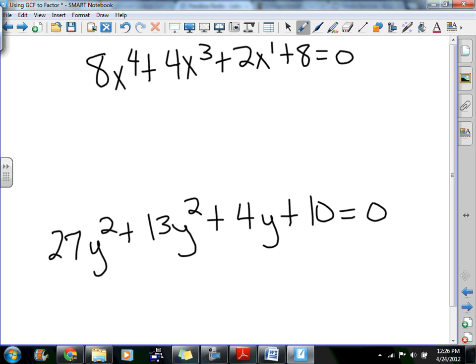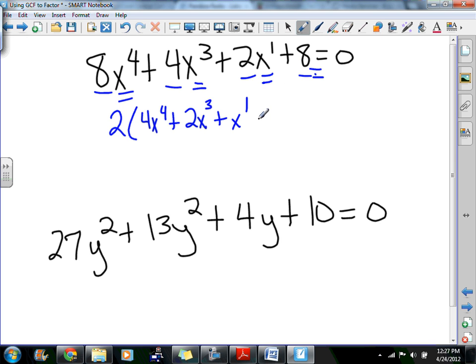Now these get longer, but you're still doing the same process. I'm looking at all these numbers here, and I'm thinking, what is the greatest factor that I can pull out? And I think the greatest one is 2. And I look at all the x's, and since there's no x here, I can't pull out any from every term. So I just factor out a 2. So I'm left with 4x to the 4th. Here I'm left with 2x cubed. Here I'm left with just x to the first, and here I'm left with just 4.